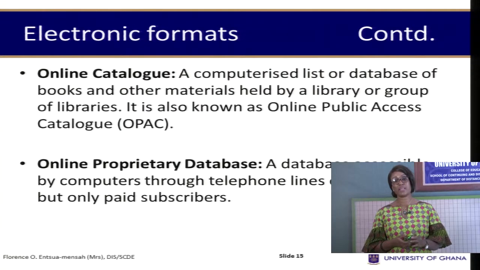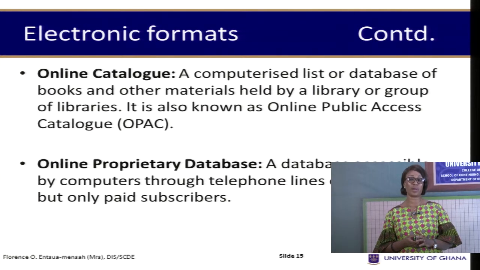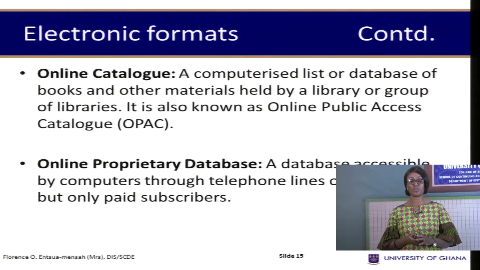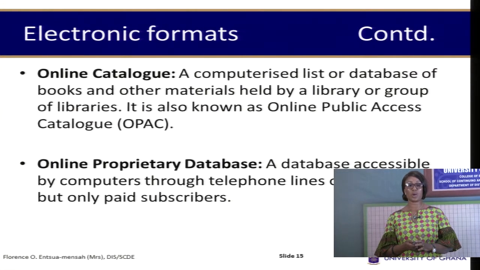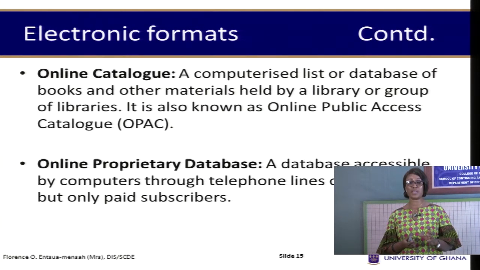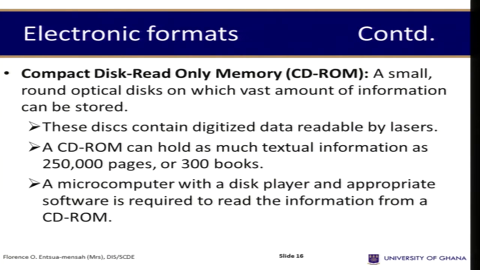We talk about the online catalog. It's a computerized database of books and other materials held by a library or group of libraries. It is known as the Online Public Access Catalog, or the OPAC. We also have the online database, a database accessible by computers through telephone lines or networks, but only for paid subscribers. The CD-ROM, which you are aware of, is a small round optical disc on which a vast amount of information can be stored.